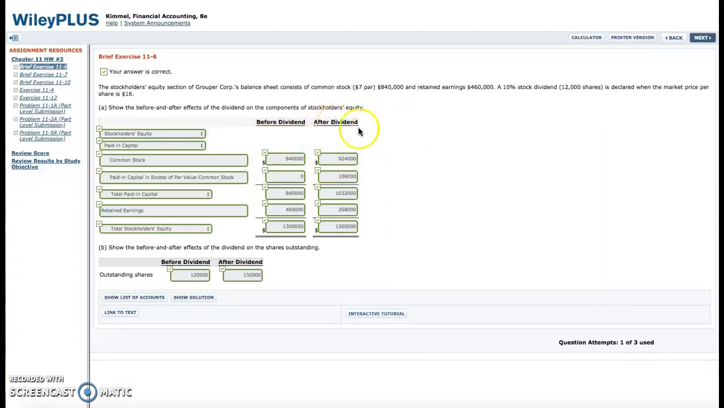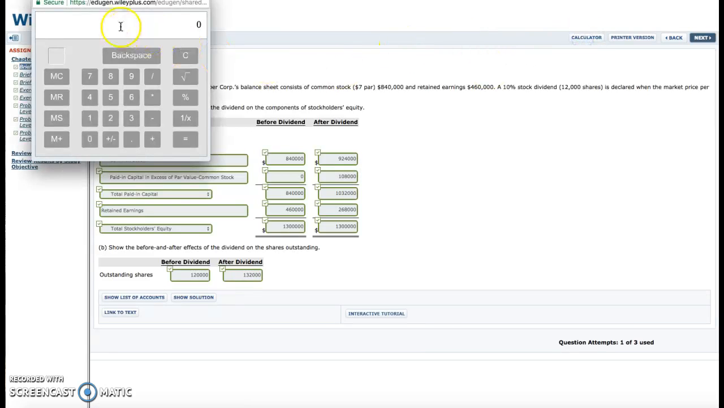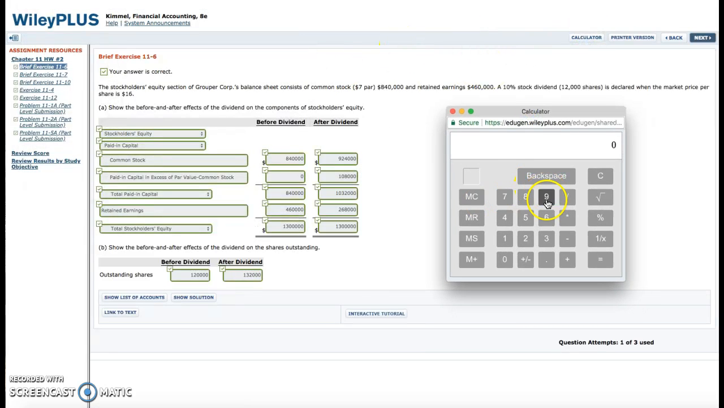Let me go now to after dividend. After dividend, we're going to have common stock. We're going to have a 10% stock dividend. They tell us it's 12,000 shares, but remember we did calculate it's 120,000 shares before. After, it's going to increase by 12,000 shares. So this number, the 924,000, how we get that number is we're going to calculate 132,000 shares, multiply that by $7 a share, and that is where we get the 924,000 dollars.